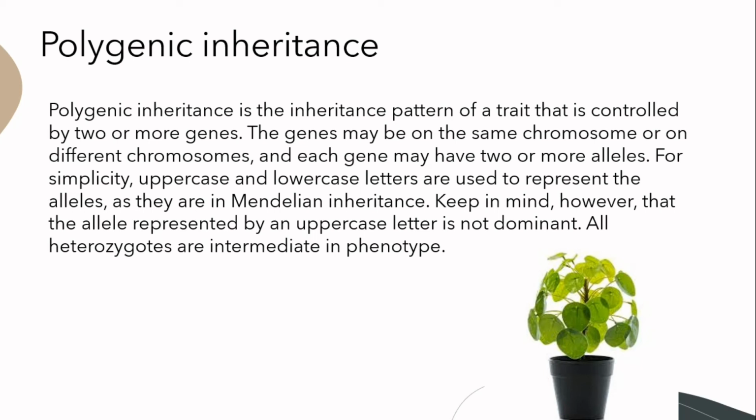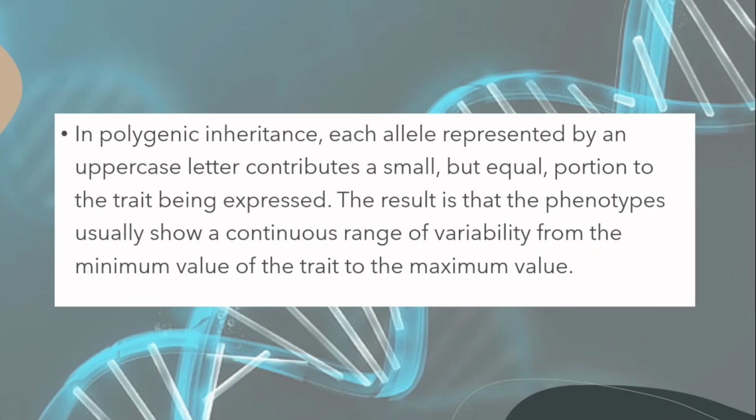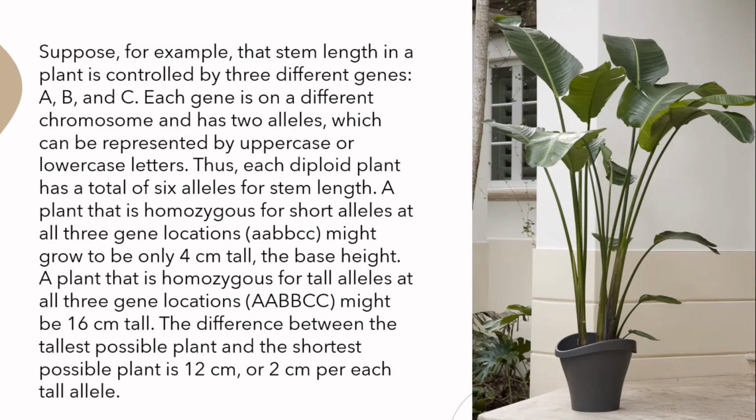In polygenic inheritance, each allele represented by an uppercase letter contributes a small but equal portion to the trait being expressed. The result is that the phenotypes usually show a continuous range of variability from the minimum value of the trait to the maximum value. Suppose, for example, that stem length in a plant is controlled by three different genes, A, B, and C. Each gene is on a different chromosome and has two alleles, which can be represented by uppercase or lowercase letters. Thus, each diploid plant has a total of 6 alleles for stem length.